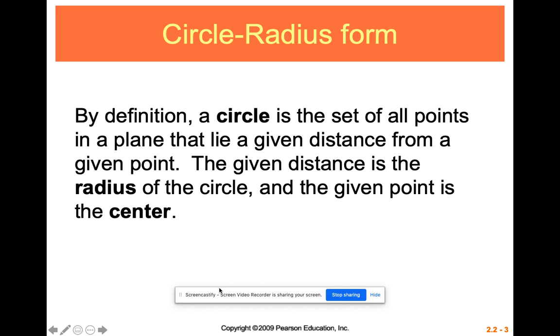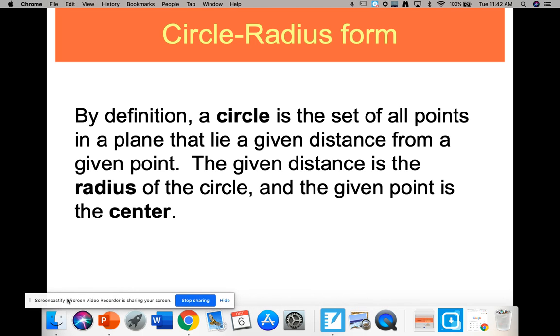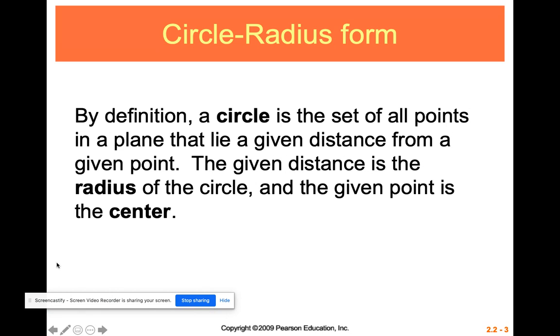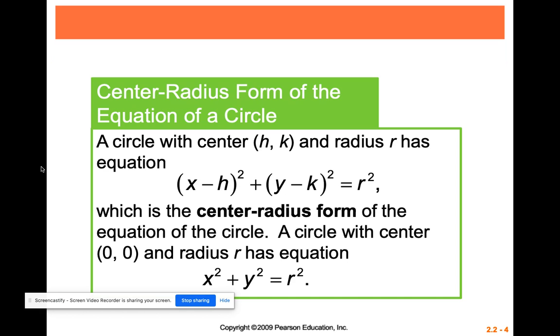Today we're going to look at the center radius form of a circle. That is the equation of a circle that's in a particular form. So first of all, we'll look at the definition of a circle. A circle is actually just a set of points that are all the same distance away from a given point, and that given point happens to be the center of the circle. So our radius is the distance from the center to any place on the circle.